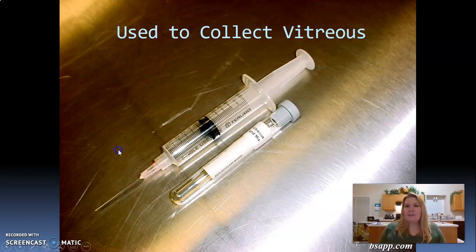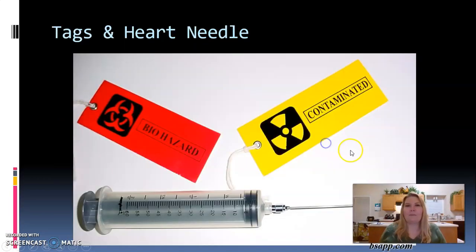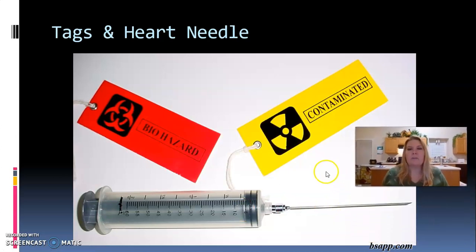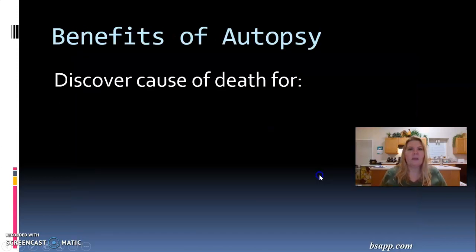Okay, so this is the needle that they use to collect the vitreous humor, which again is where? Eye fluid. Okay, pretty gruesome. More needles, more syringes to get all sorts of other fluids, so blood perhaps from inside of the heart, which can sometimes be a little bit different than blood that you might find in a vein or an artery.